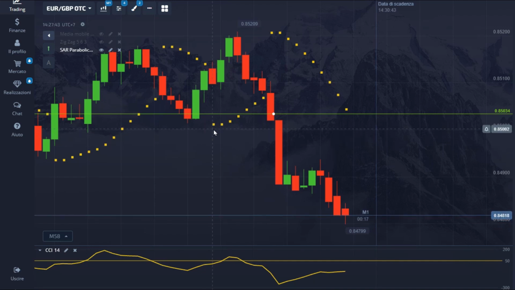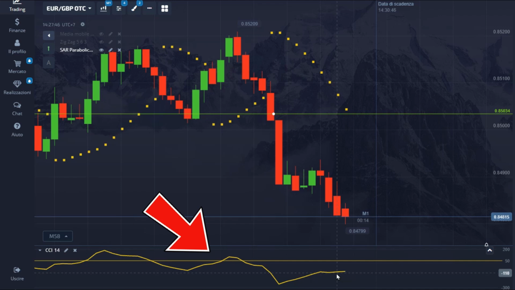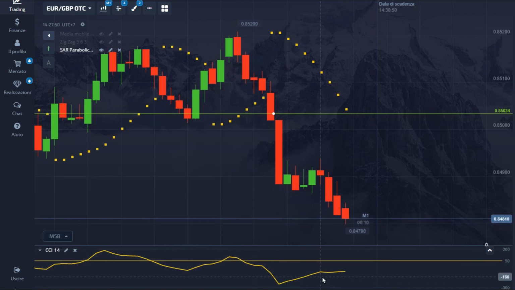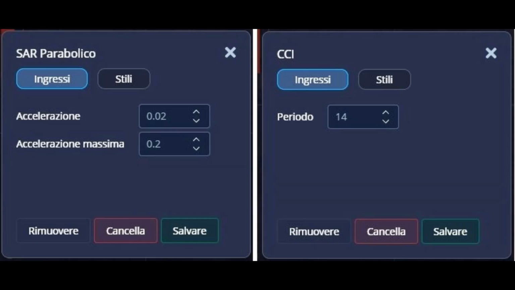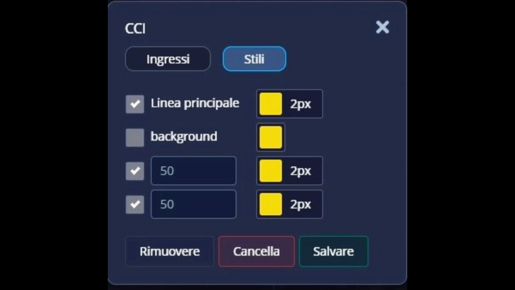The CCI indicator shows market fluctuations. The CCI line that exceeds the central area gives us a signal of a change in trend. The indicator parameters are shown here. Choice of colors and graphic sizes. The center line of the CCI is obtained by adjusting both levels to 50.